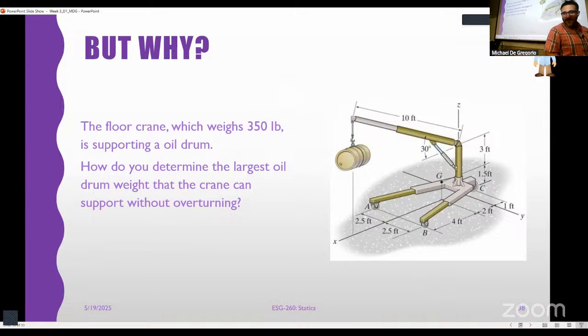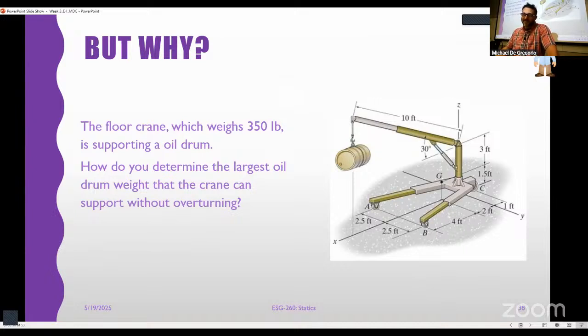But anyway, how do you determine how much you can hoist? So if you're part of GCU Motorsports and you want to put your engine in your car, you need to make sure that you have a big enough hoist that allows you to actually hold the engine up and not tip over because you have too much moment on the wheels. As I understand it, those engines are expensive.